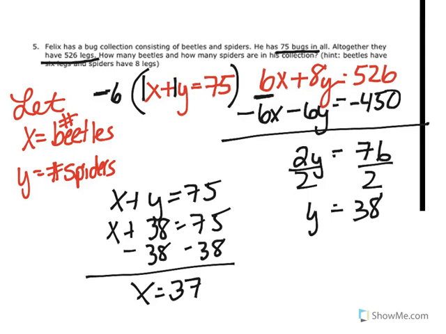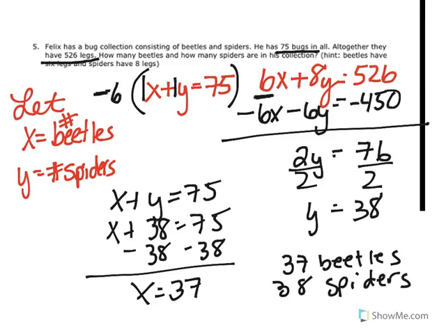So there we go. We've solved it. We have 37 beetles and 38 spiders. And if we wanted to write that as a coordinate pair, 37, 38. Bam! There we go. And we're done.